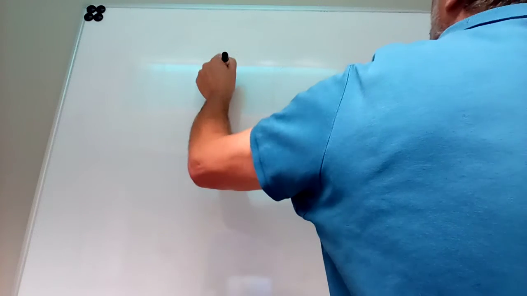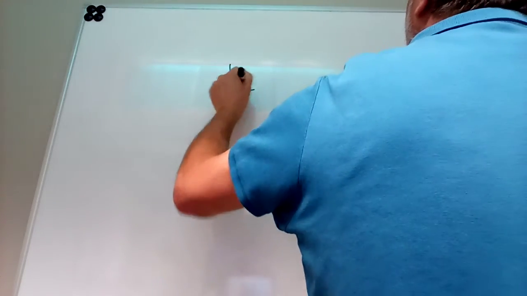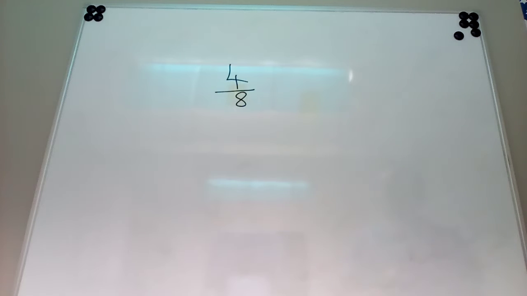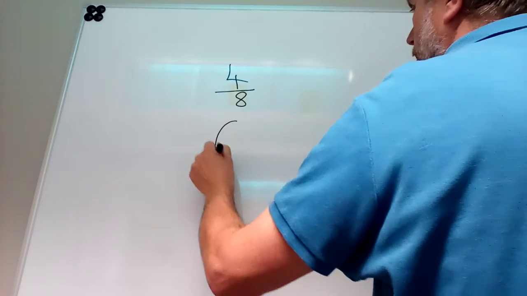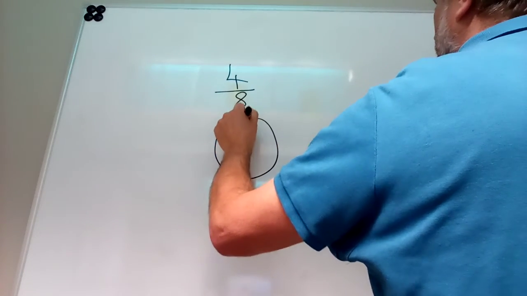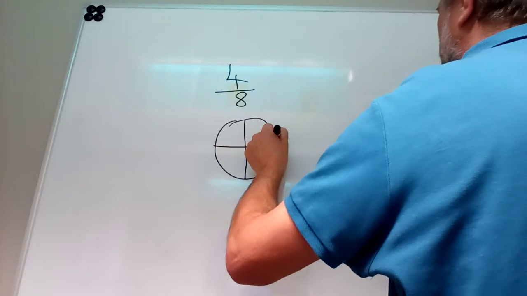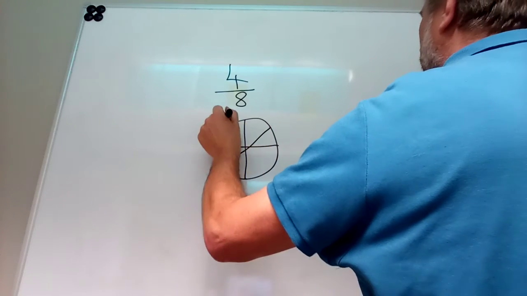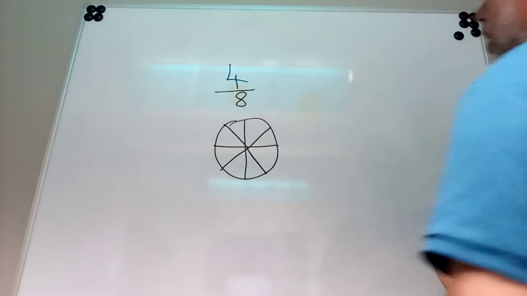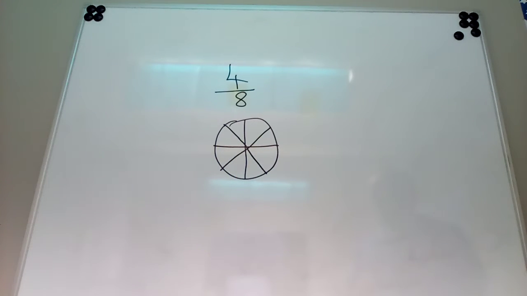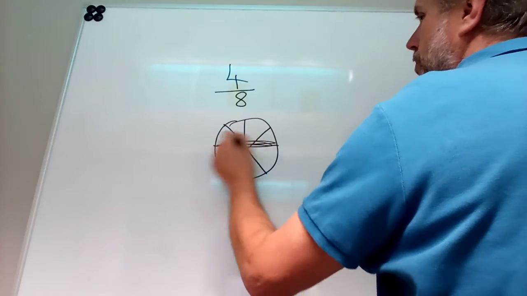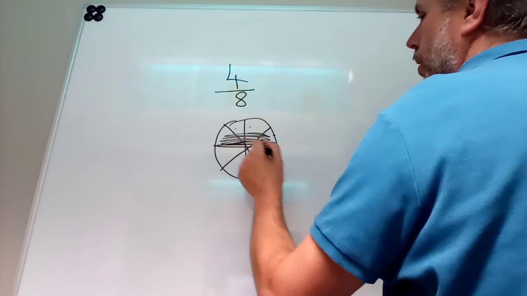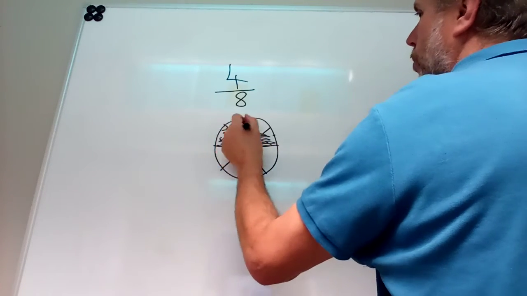So let's look at a fraction, for example, 4 over 8. So that fraction is 4/8. So if I took a pizza, we'll say, and I cut it into 8 pieces. Now this is a horrible drawing, I realize that. I'm not a good drawer. Anyway, that's roughly 8 pieces. So if I shade in 4 of those pieces, 1, 2, 3, 4, 5, 6, 7, 8 pieces, I'm going to shade in 4 of them.